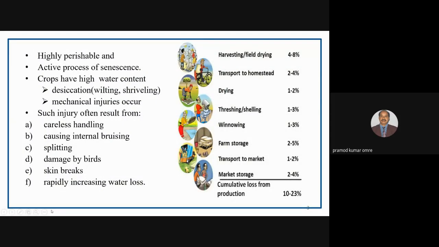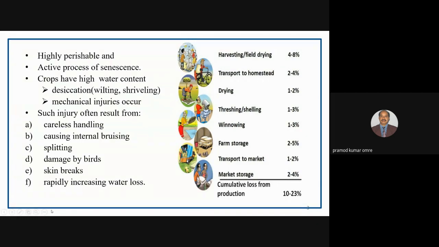Okay, so here you see the different losses, and some of the injuries. Such injury is due to careless handling, causing internal bruising, splitting, damage by birds, skin breaks, and rapidly increasing water loss. So these are the various reasons for which we can see injury in the food material. Here I am giving one example. This is very useful for you, and you can share this information with food growers or handlers, and even food scientists. One observation is a practical observation in the field.